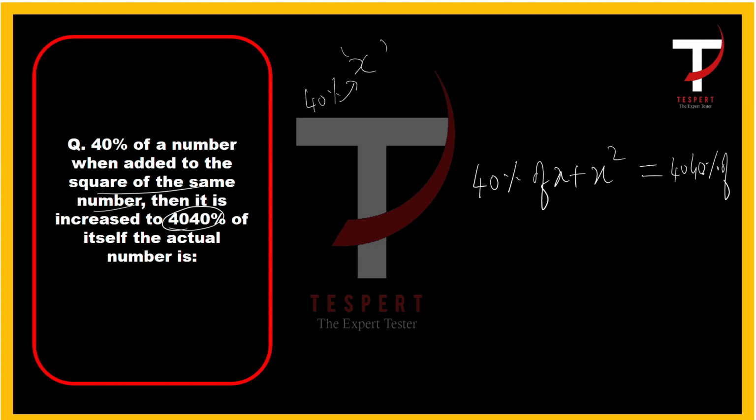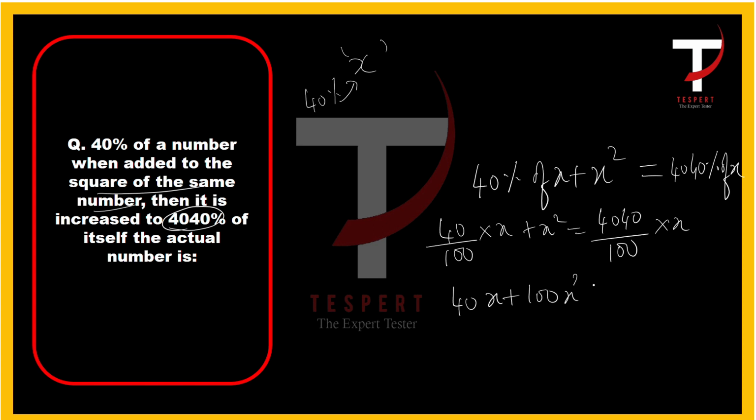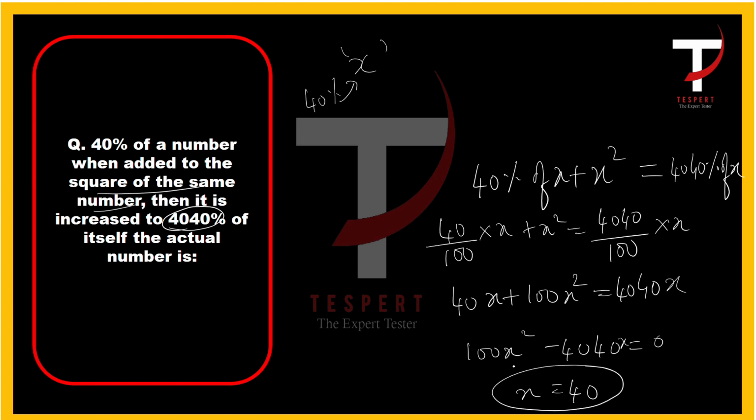40% of itself, in the sense of x, right? So what is 40% of x? It's 40 by 100 into x plus x square is equal to 4040 by 100 into x, right? So just calculate. 40x plus 100 square, 100x square is equal to 4040x, right? So 100x square minus 4040x is equal to 0 and x will be equal to 40. Okay, just calculate this. x will be equal to 40. Here we assume that unknown number to be x.